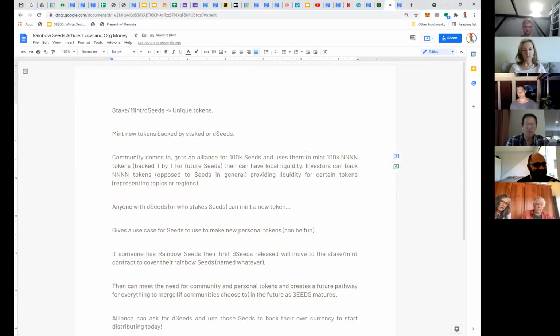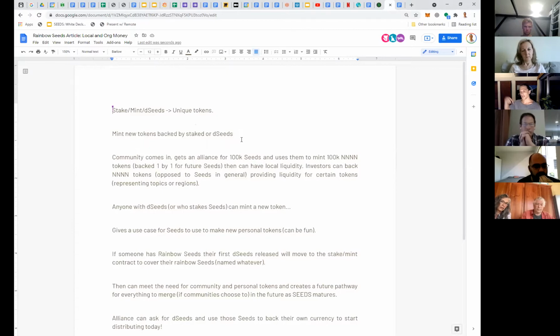And what are rainbow seeds? Rainbow seeds are any name token. You can call them whatever you want, but you're able to mint new tokens backed by deferred seeds. So we can maintain the economic balance of seeds itself while still giving liquidity to people who are wanting liquidity. So what does this look like? A region could say, hey, let's get a 1 million seeds grant, a lion's share for this region. They have 1 million deferred seeds now.